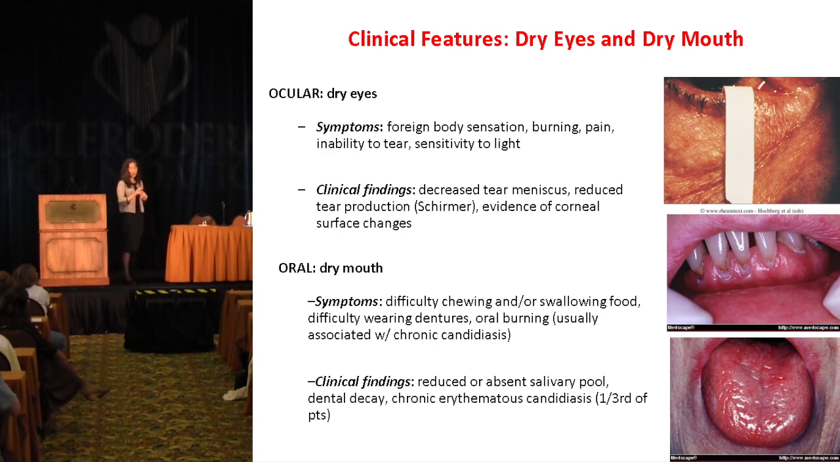And then there's also, ophthalmologists have to do a very good corneal surface exam to look for evidence of abrasions. I'll show you a picture of that in a second. And then in terms of dry mouth, patients will complain of difficulty with chewing and swallowing food. They say, oh, my dentures aren't fitting well.